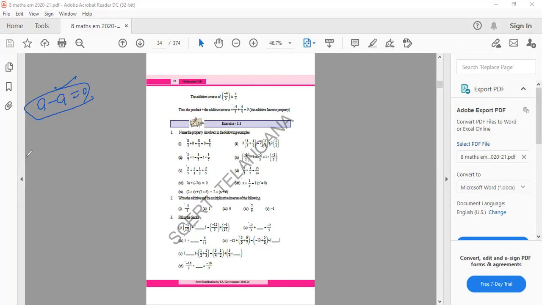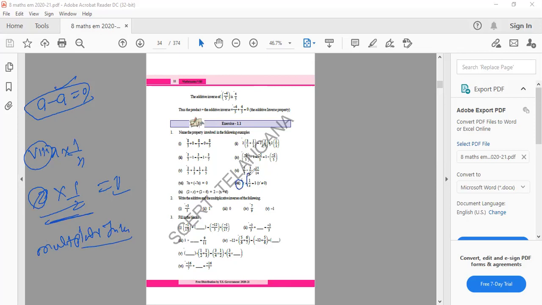Now, the eighth one. x into 1 by x. For 2, the multiplicative inverse is 1 by 2. You multiply and you are going to get 1. This comes under multiplicative inverse law. If you multiply a number with its multiplicative inverse, you are going to get 1. That comes from multiplicative inverse law.